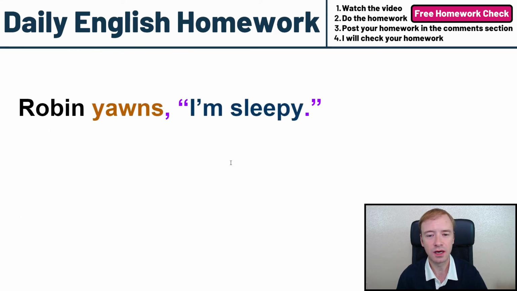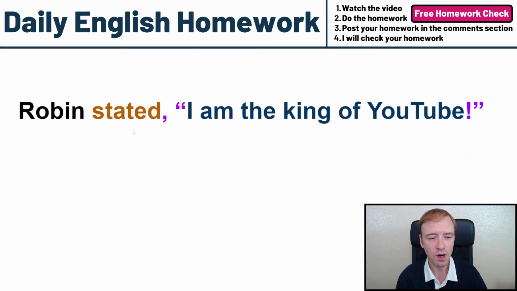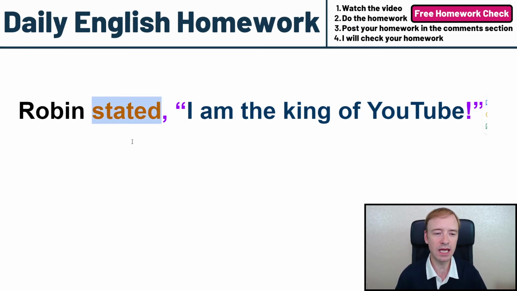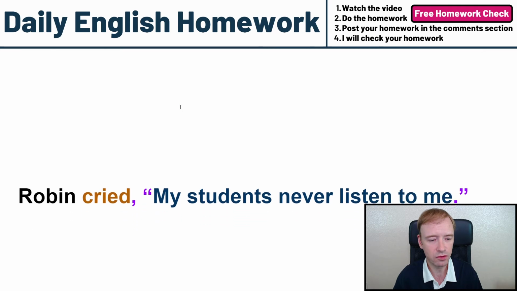Robin yawns, "I'm sleepy." So a yawn. Robin yawns, "I'm sleepy." So, comma, quotation, period, quotation. Robin stated, "I am the king of YouTube." So stated is similar to said. Sometimes if you always keep Robin said, Robin said, Robin said, that's boring. So try to change the verbs. Another way to say said is stated.